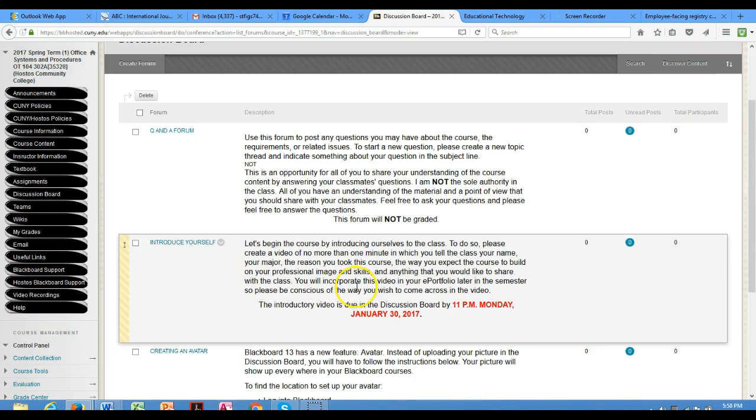Later on, you're going to incorporate this video in your ePortfolio, so make sure it looks exactly the way you want to look in your ePortfolio. This means that you're not just introducing yourself to the class, but you may be introducing yourself in your ePortfolio to a prospective employer. So it's very important the way you're dressed, the way you look, all right? And be as creative as you could possibly be for your first video presentation.